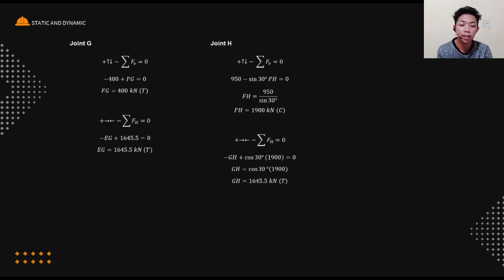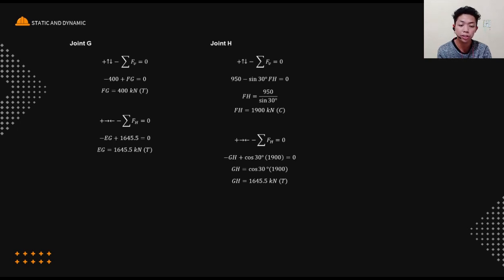So, itatranspose natin yung FH sa labas. Then, ilalagay natin yung sin 30 degrees as a denominator. So, FH is equals to 950 divided by sin 30 degrees. So, pag kinompute natin yun, magiging FH is equals to 1,900 kilonewton and compression siya. So, tama rin yung assumption natin na compression.